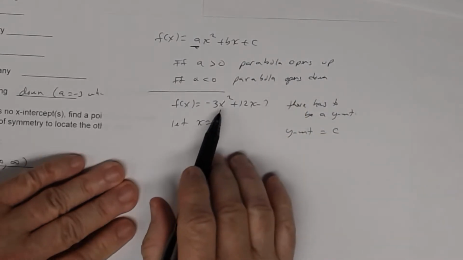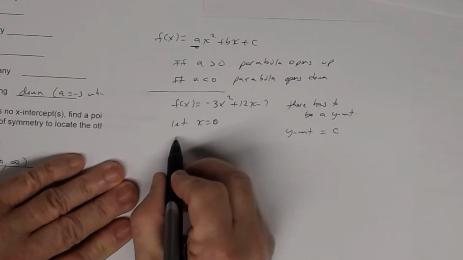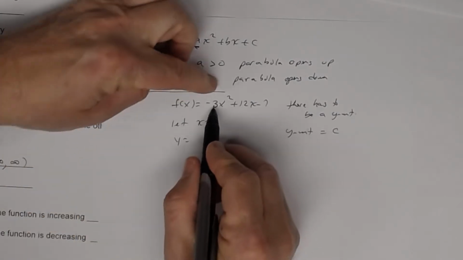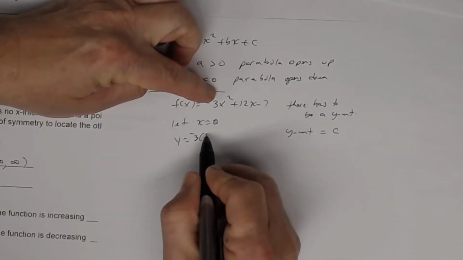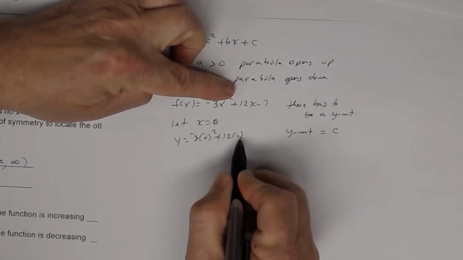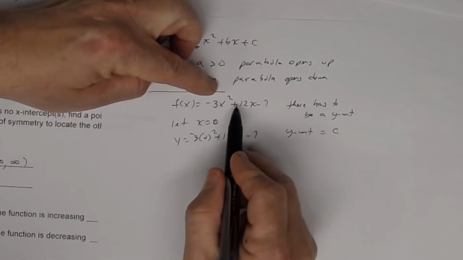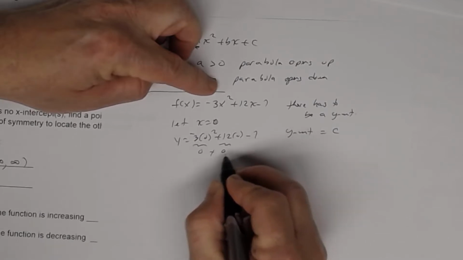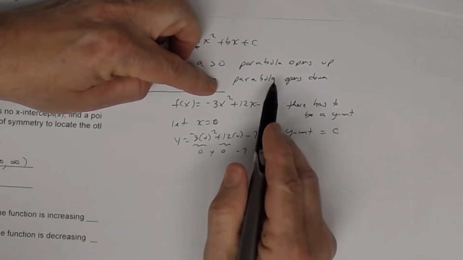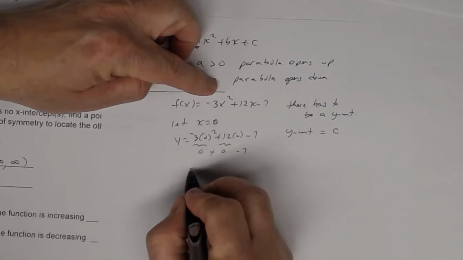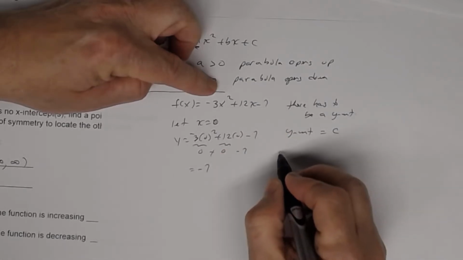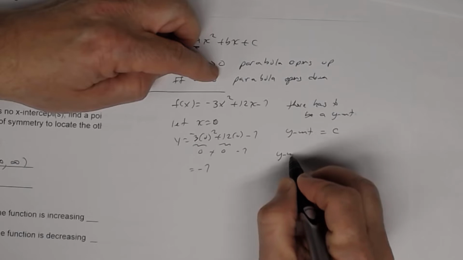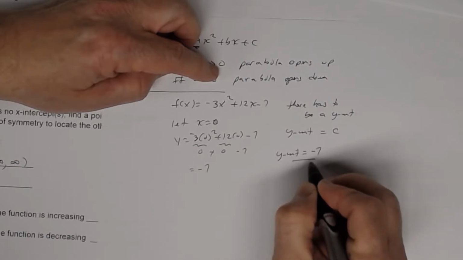And it's true because look, if you let x be 0, I get y equals negative 3 times 0 squared plus 12 times 0 minus 7. Wherever you saw the variable x, you substituted 0. Well, this is 0, and then what's left? Negative 7, which is c, your constant. So in this case, our y-intercept is equal to negative 7.